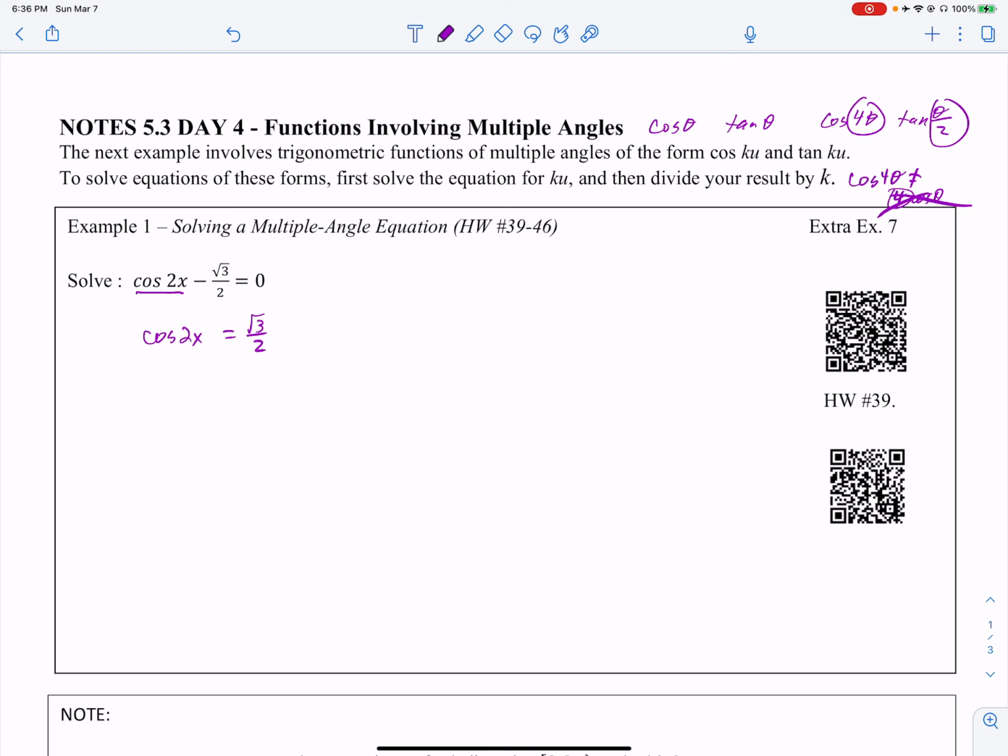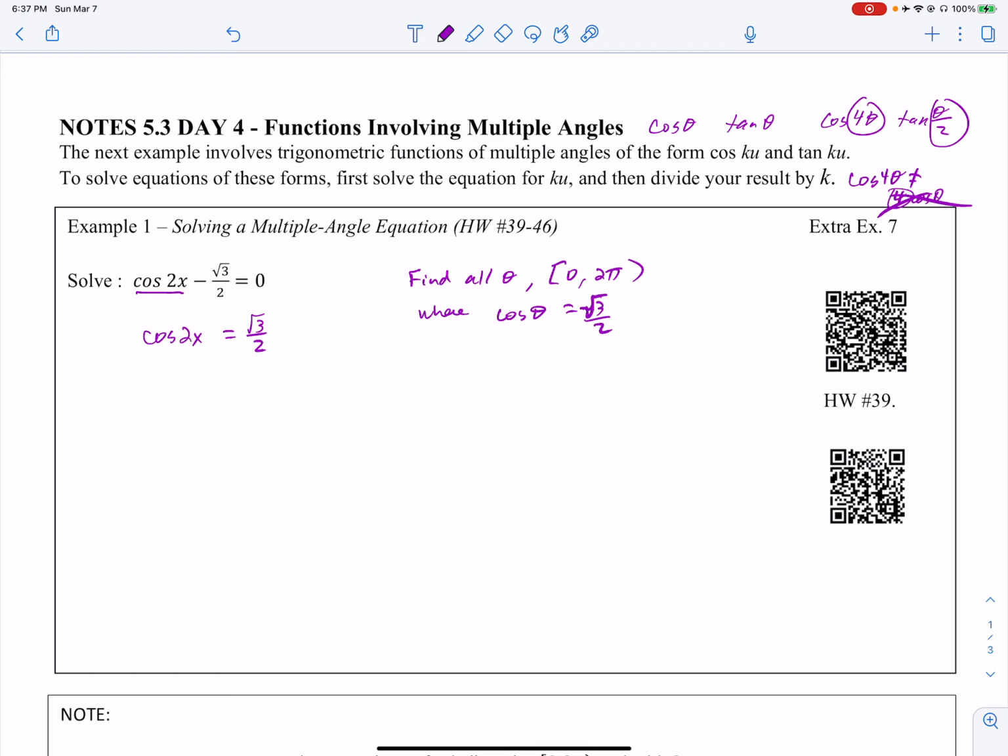And now, when it's sine, cosine, cosecant, secant, you're going to find all angles from 0 to 2 pi. And in this case, that satisfies where just cosine of theta is root 3 over 2. So we're going to start there. So where within one full rotation, one full period of cosine, is it root 3 over 2?